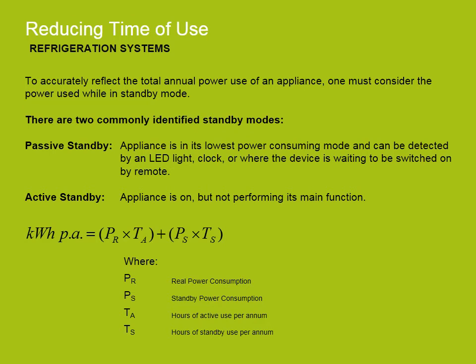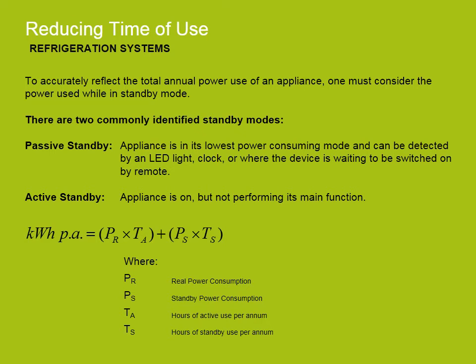Australia is leading the way in addressing standby power issues, with the Australian Ministerial Council on Energy publishing a world-first national standby power strategy in 2002, which aimed to reduce appliance standby power consumption to under 1 watt by 2012.